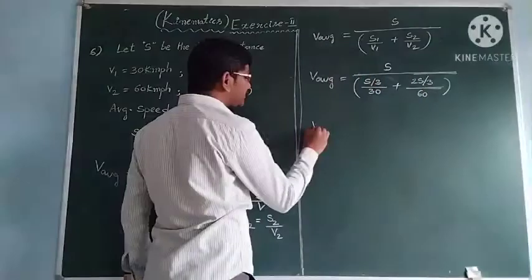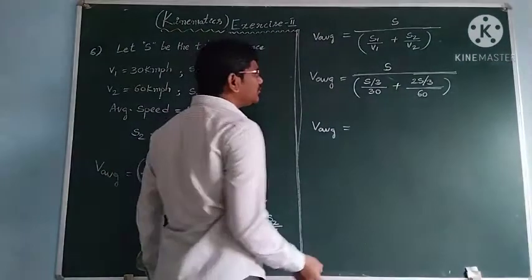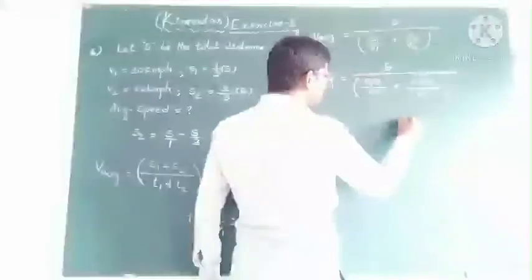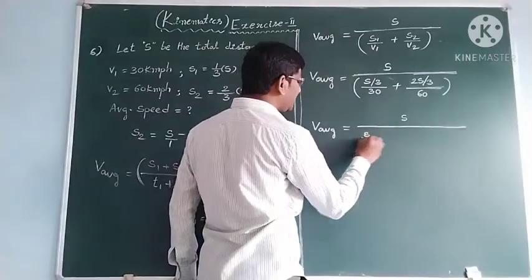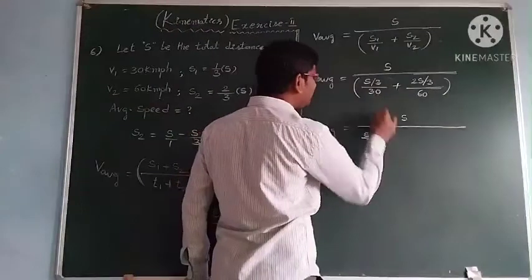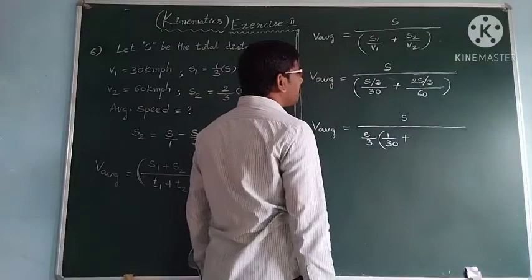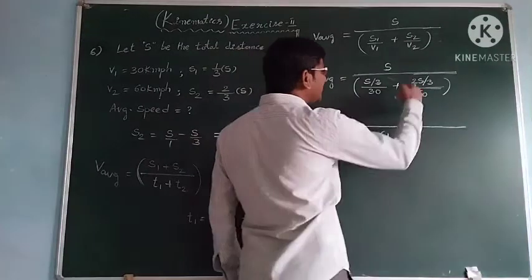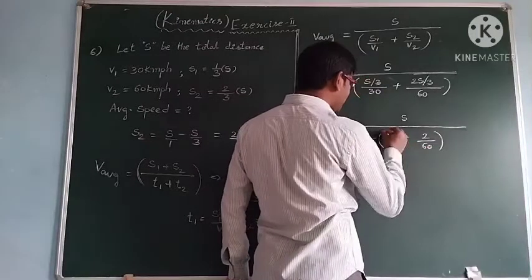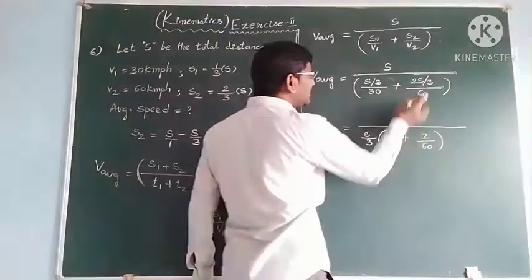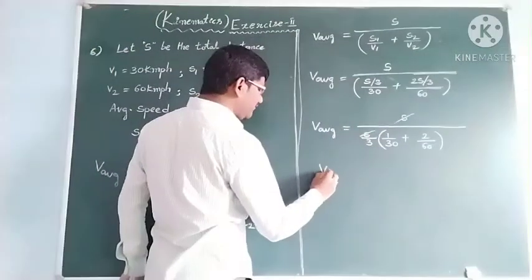Now find the average speed. V average is equal to s by, take s by 3 common here, so 1 by 30 is left, plus, taking s by 3 common, 2 by 60 is left. Now s gets cancelled.